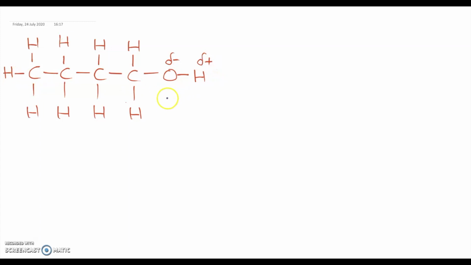Now the reason that butan-1-ol dissolves in water is it can form hydrogen bonds to water. So I'm going to draw in a water molecule here, and I'm going to put in the dipoles, delta minus on the oxygen, delta plus on the hydrogen. And this water molecule hydrogen bonds to the alcohol's OH group. So I'm going to put in the lone pairs on the oxygen, and there's 2 lone pairs on the oxygen in butan-1-ol, and there's 2 lone pairs on the oxygen in water. And one of these lone pairs contributes to the hydrogen bond. So I'm now going to put in the hydrogen bond, and I'm going to represent this with a dashed line.